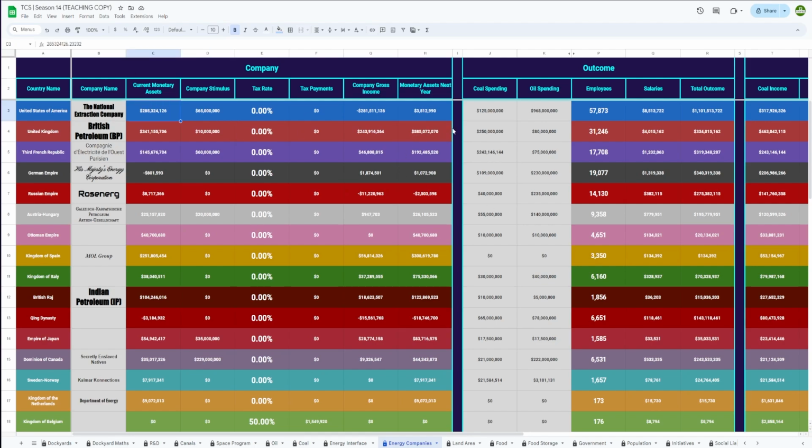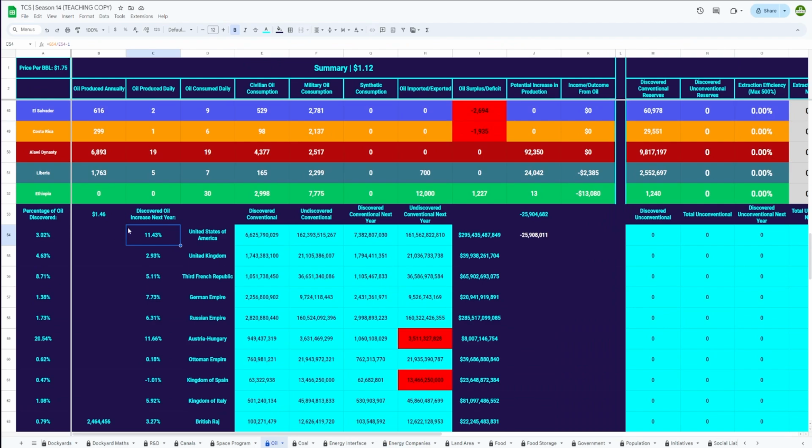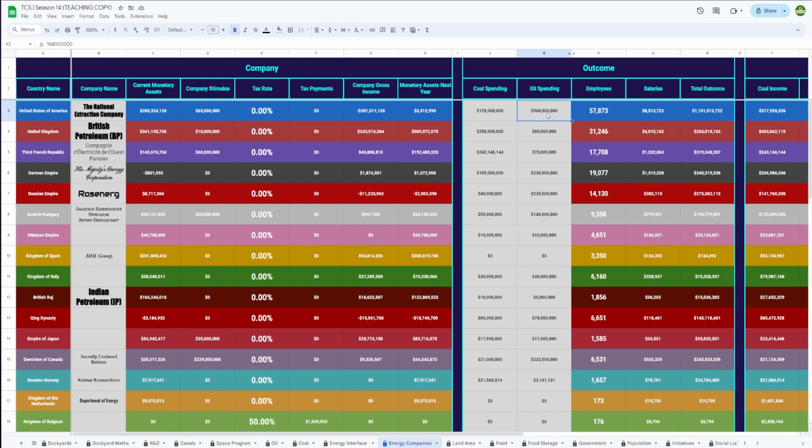But this is also the money that you use to spend into oil and coal prospecting. This money goes towards increasing the amount you discover so that next year you can produce more of the thing. You can see in the oil tab, if we go to the US, they're spending like 900 million. They will have an 11% increase in their production next year. They will have discovered 7.3 billion barrels of oil in the ground, compared to 6.6. And that's from spending this amount.